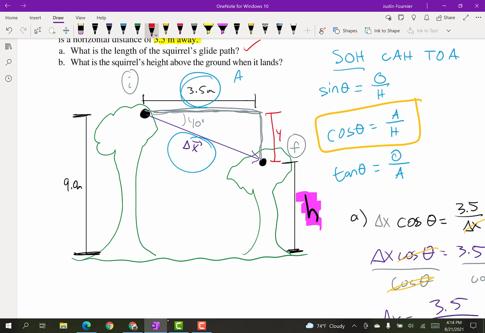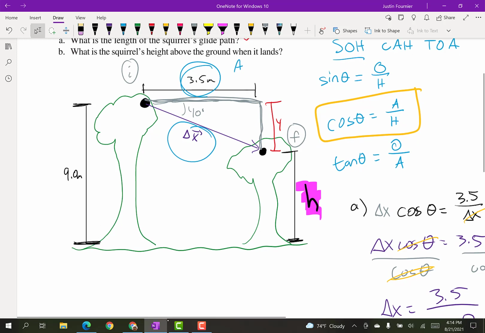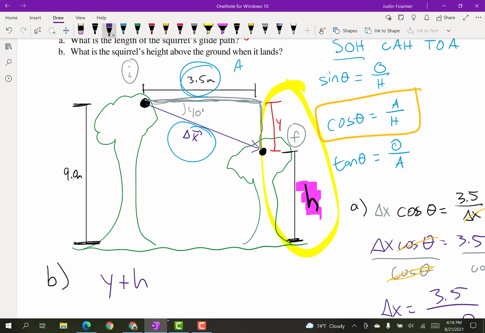I'm going to solve for y, and this is all part B. From my geometry here, I can see y plus h is equal to 9, right? Because this is 9 meters right here. So I'm going to find y. Again I could use the Pythagorean theorem, but I'm going to use trigonometry because it's easier for me.